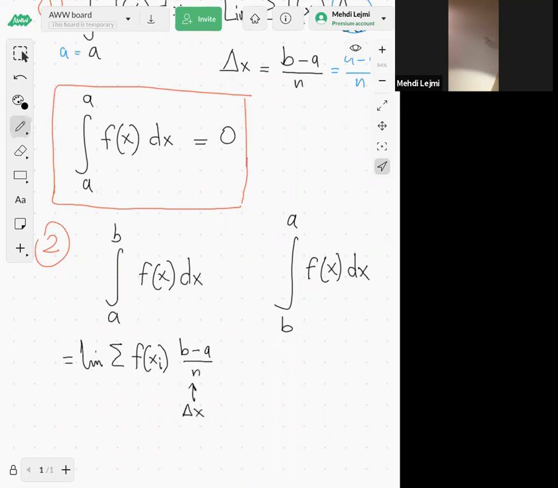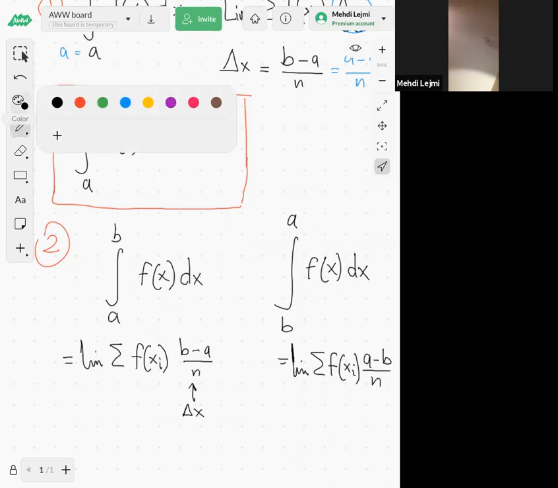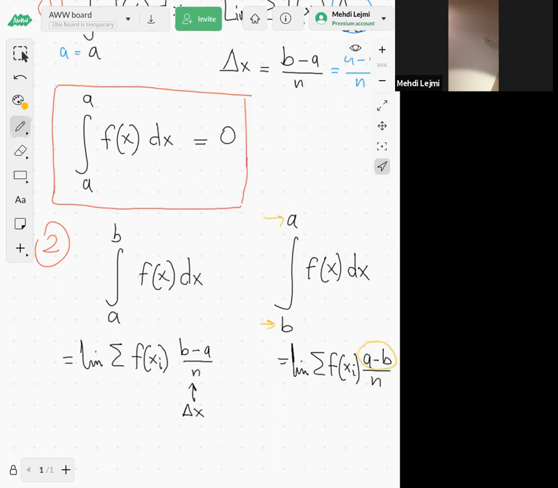On the other hand, for this one, again you have a limit and a summation, the same function f of x i, but here you go from b to a, not a to b. So the length of the interval should be a minus b, so here it should be a minus b over n. Because here you go from b to a, that's why we have a minus b. Here we go from a to b, so that's why you have b minus a.